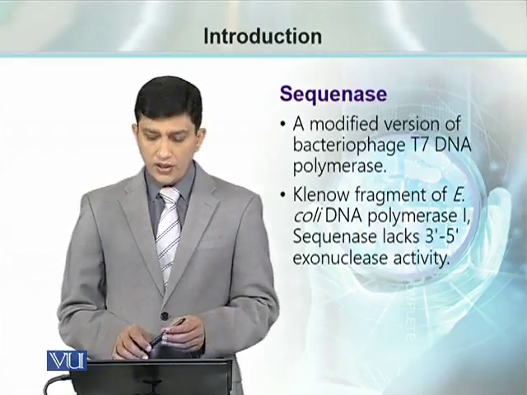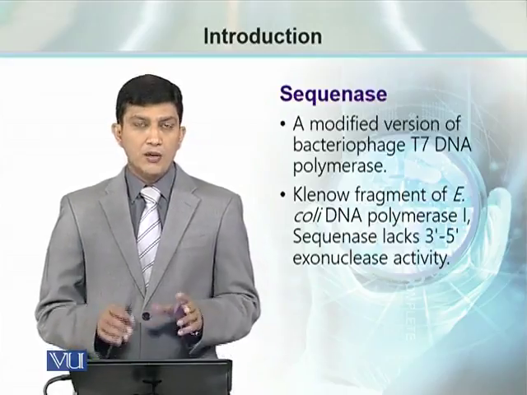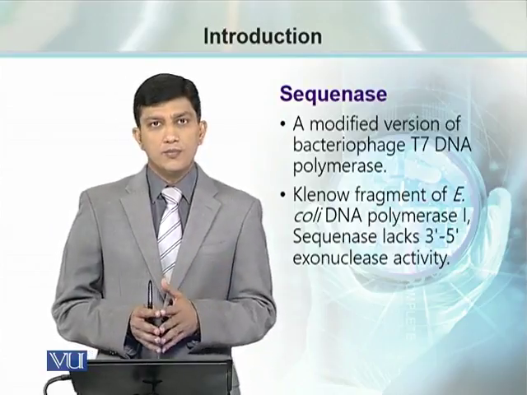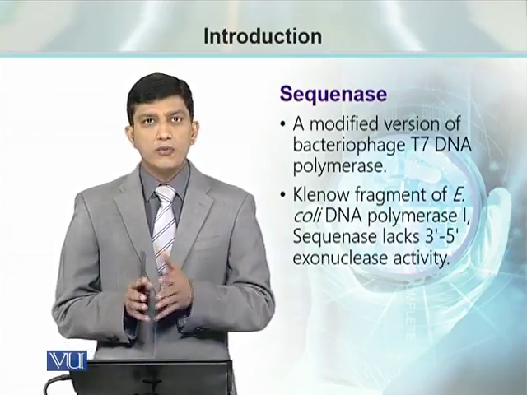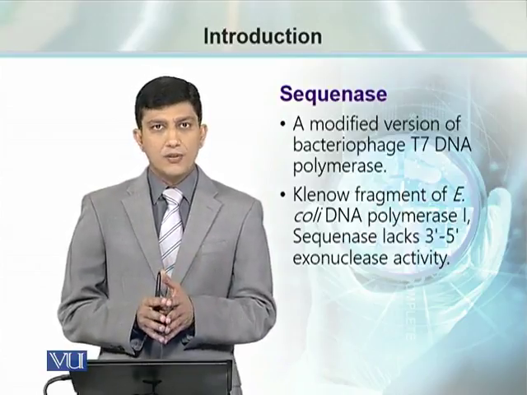Sequenase is a modified version of a bacteriophage T7 DNA polymerase. Bacteriophage basically is a virus that infects the bacteria. So this enzyme sequenase comes from a virus which is bacteriophage T7.